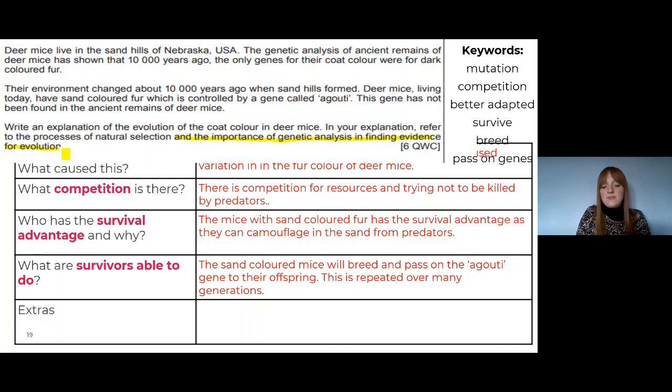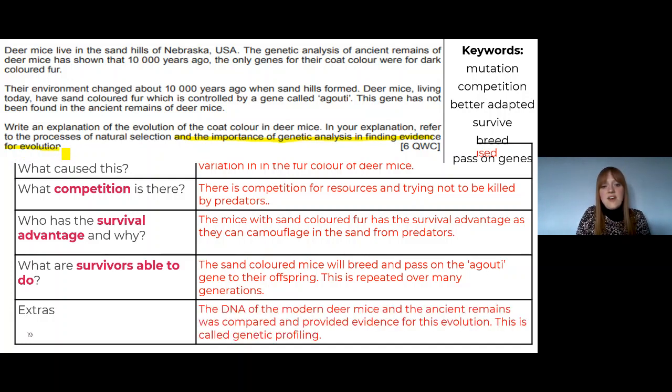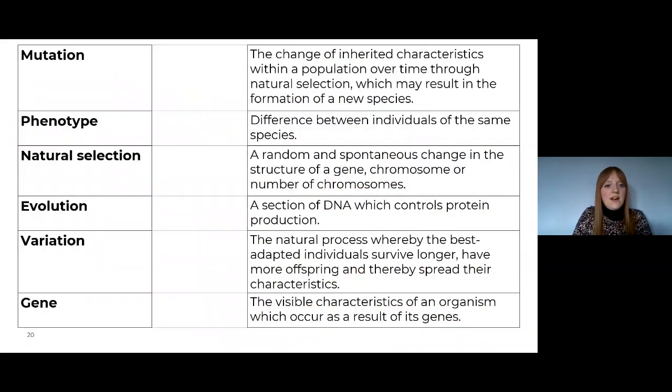We call it genetic profiling, and it's the idea that DNA from ancient remains can be compared to the mice from today, and we can identify differences between them, including this new mutated gene. So it's really important that you account for all parts of the question. When you come back to look at this PowerPoint again, there are lots of examples for you to practice on your own.